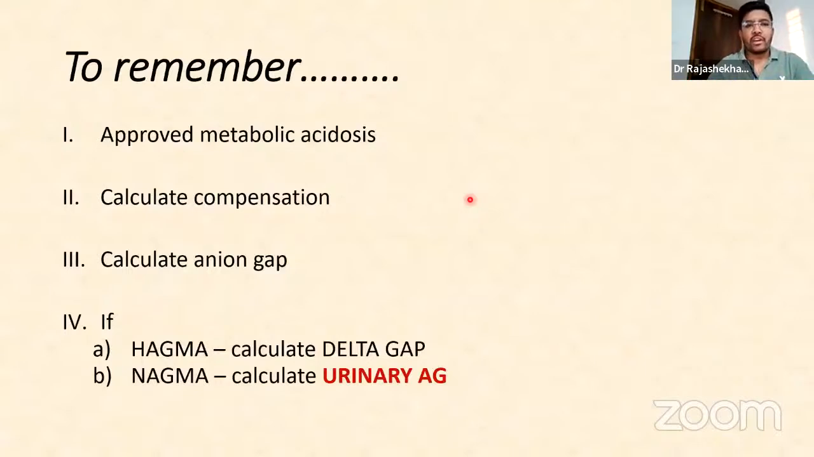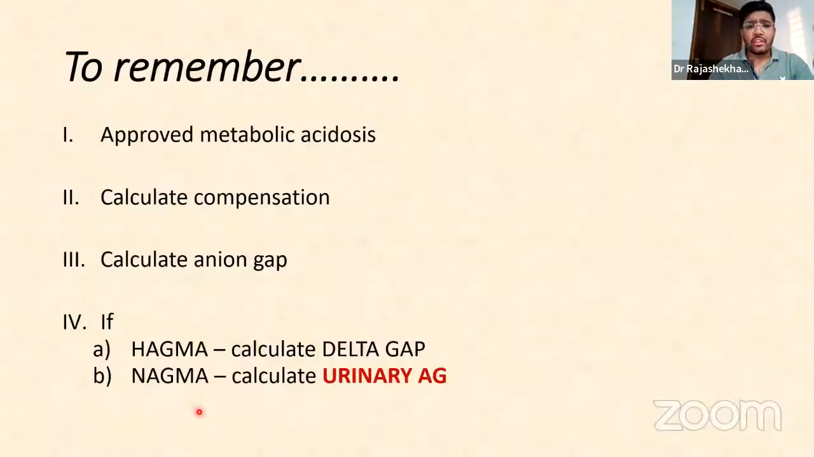So to remember here, first see whether there is a metabolic acidosis or not by seeing the pH, the bicarbonate, and the PCO2 concentration. Then calculate the compensation, whether it is appropriate or not. Then calculate the anion gap. If at all it is an anion gap metabolic acidosis, then calculate the delta gap for high anion gap metabolic acidosis and the urinary gap for non-anion gap metabolic acidosis.